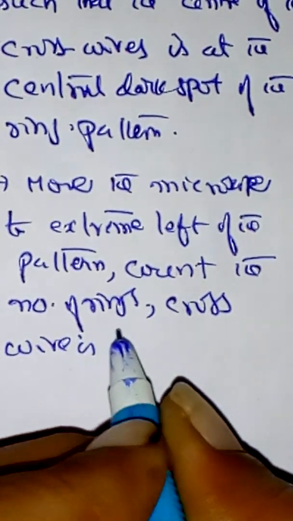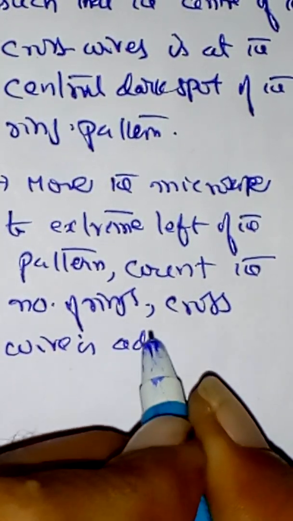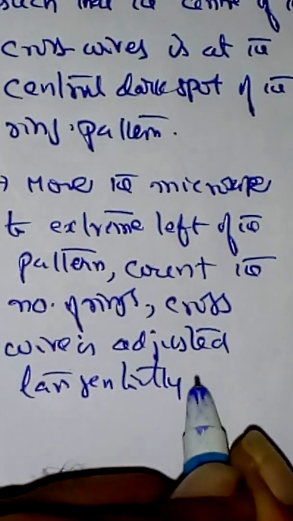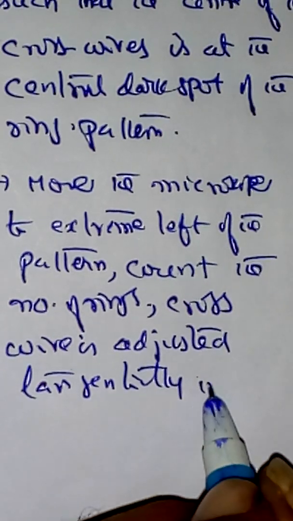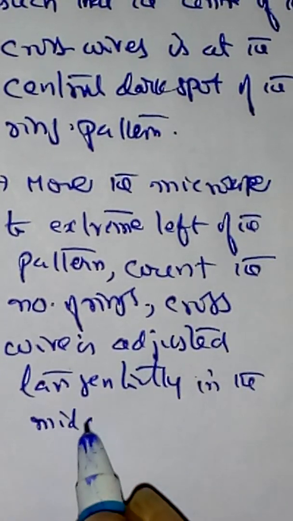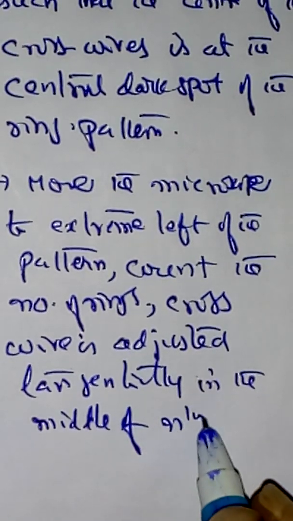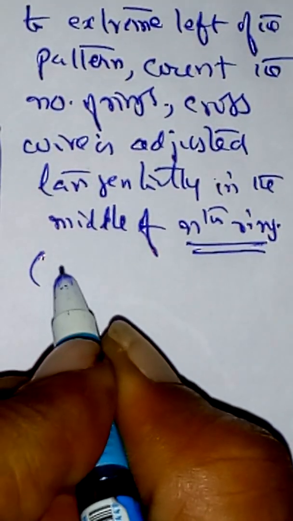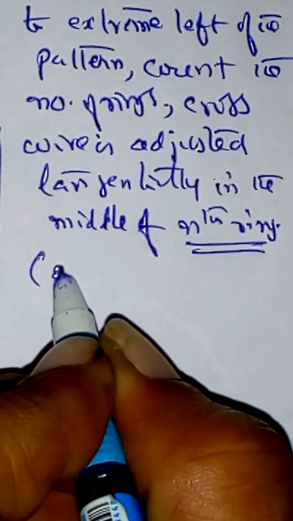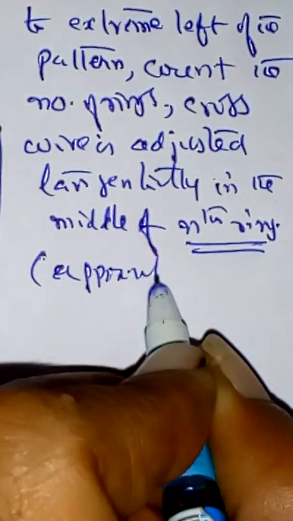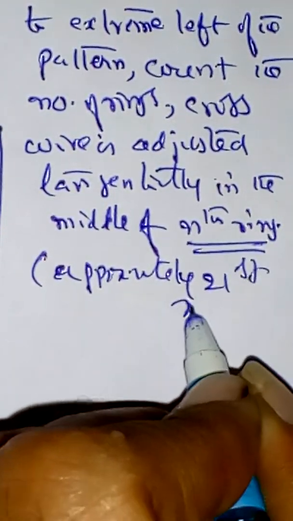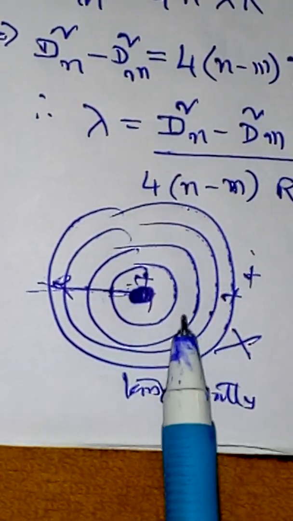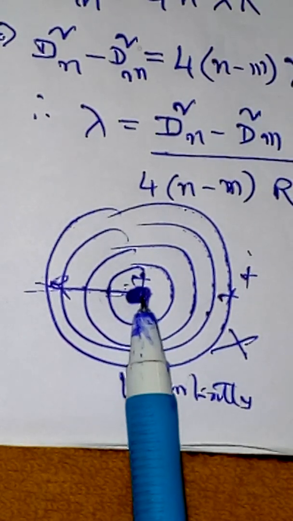The crosswire is adjusted tangentially in the middle of the nth ring. What is this nth ring? Approximately the 21st ring. That means keep the crosswire here tangentially.